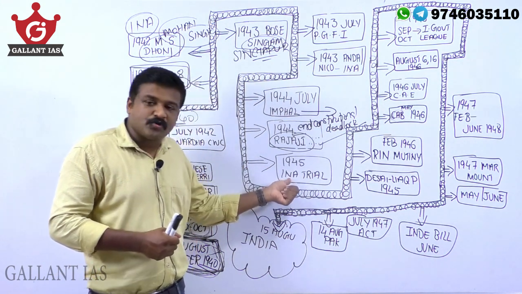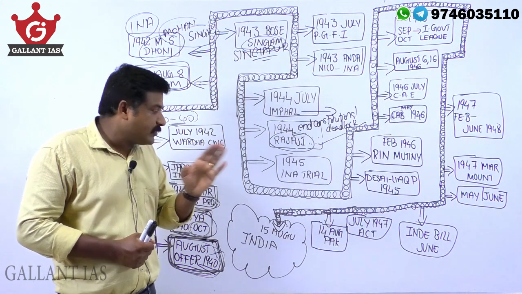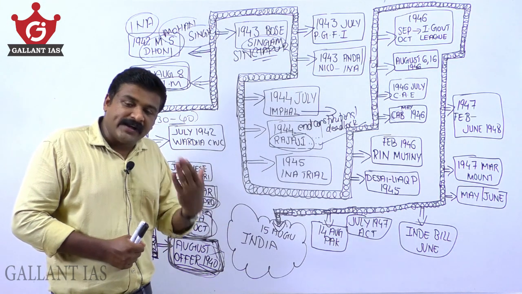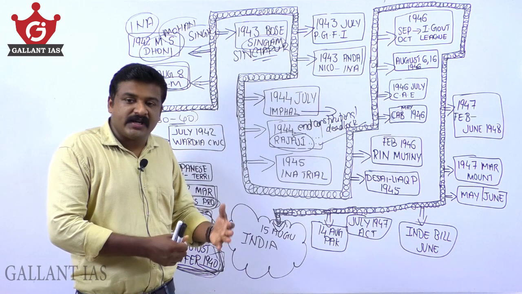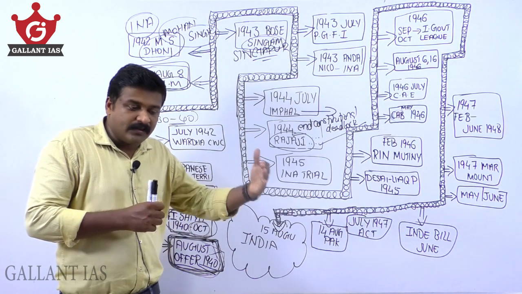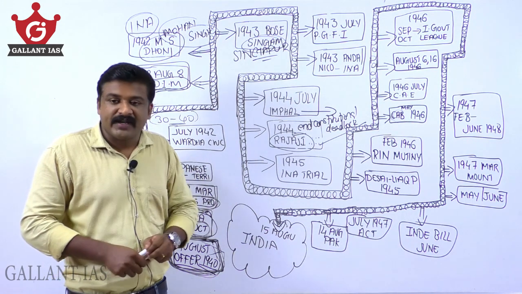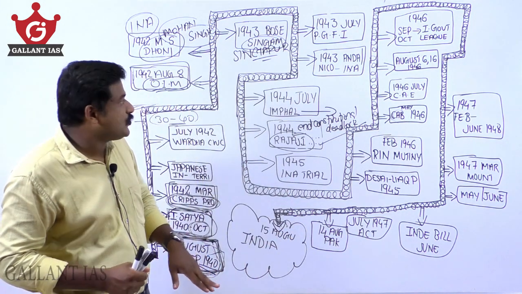1945, there is the INA trial. The INA prisoners were from the Indian National Army. The prisoners were tried in Red Fort, in 1945. The INA trial is followed by the INA trial agitation, in which Congress, League, the Liberal Federation and the Communist Party all come together to support these INA prisoners.